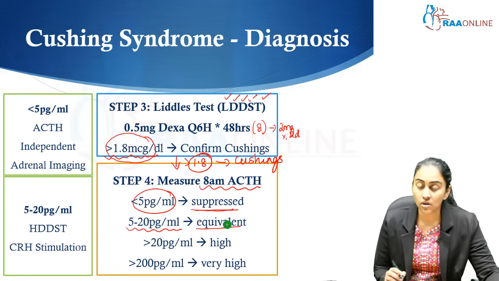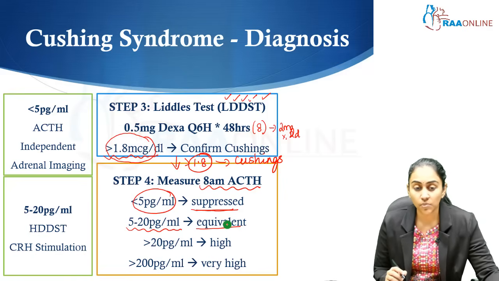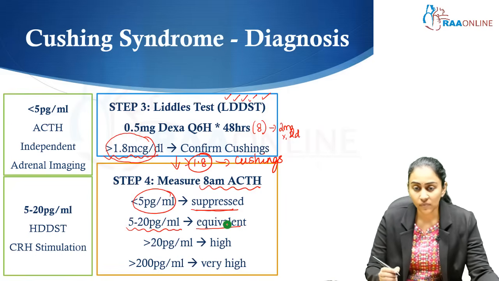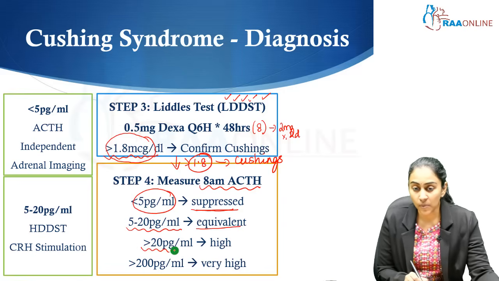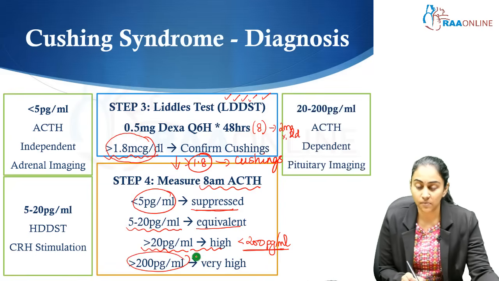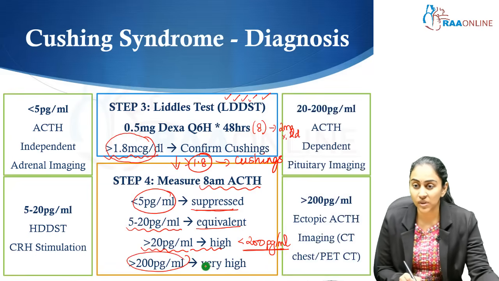CRH stimulation is a corticotropin releasing hormone stimulation test, and HDDST is the high dose dexamethasone suppression test to see whether the problem is in the pituitary or whether it is an ectopic ACTH secretion. Usually, if the problem is in the pituitary, then the ACTH levels will be less than 200 picogram per ml. It will be unsuppressed but less than 200 picogram per ml. If it is more than 200 picogram per ml, then usually we are dealing with an ectopic ACTH secretion.